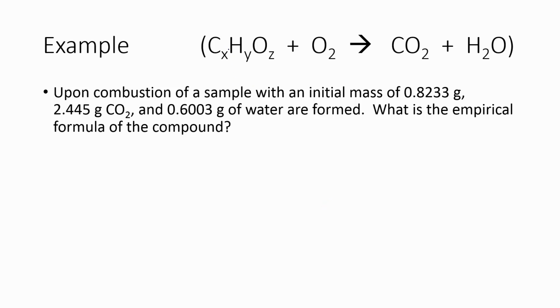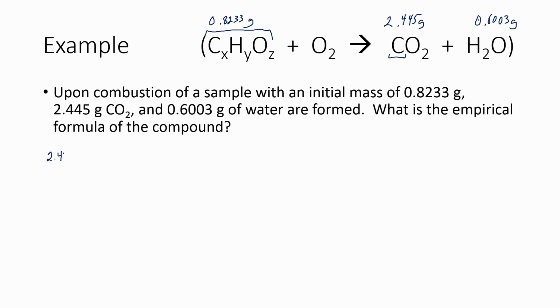So let's say that we have an initial sample with a mass of 0.8233 grams. We burn it up with lots of oxygen. We don't know how much. And we get 2.445 grams of CO2 and 0.6003 grams of water. So let's make some comparisons. Let's find out how many moles of carbon I have in 2.445 grams of carbon dioxide.